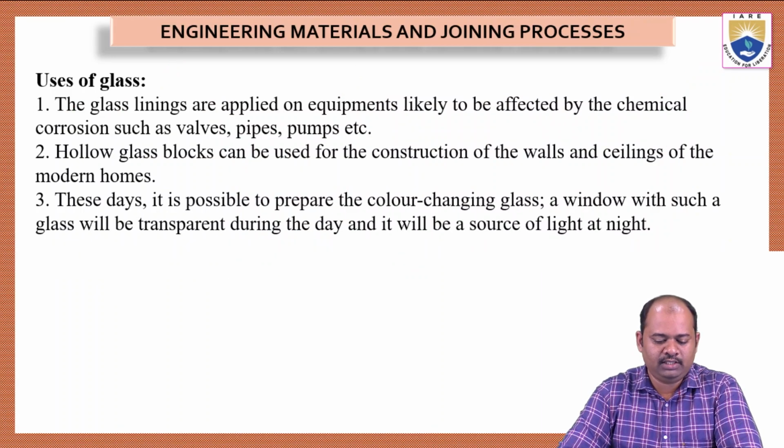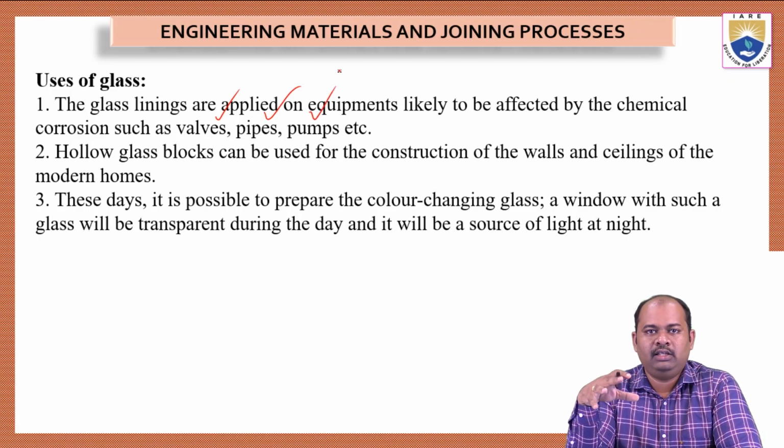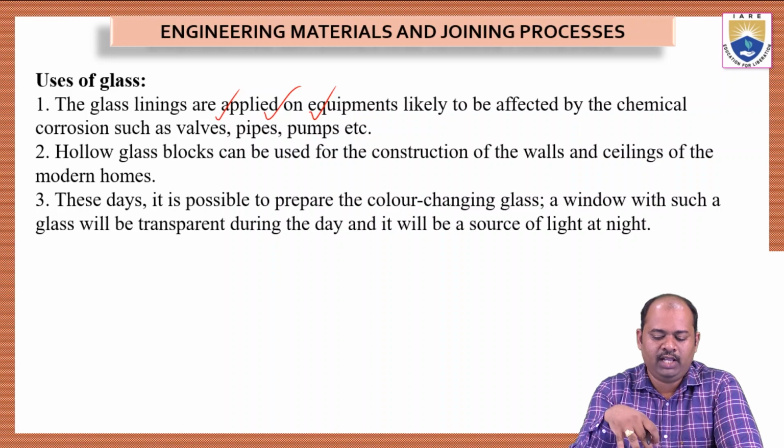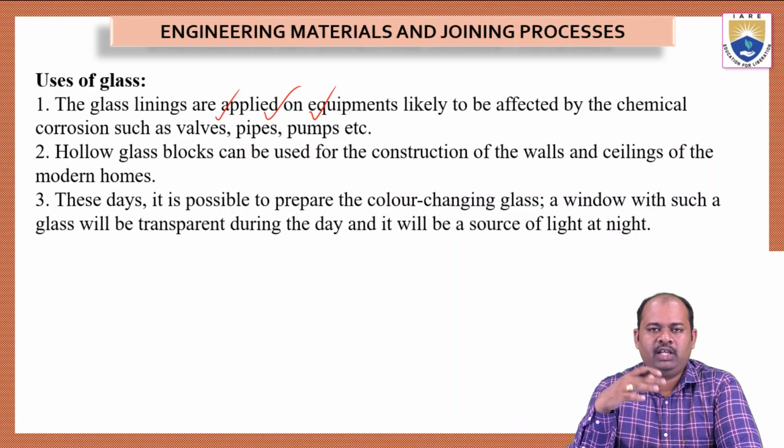Some more uses of glasses are there. Glass linings are applied on equipment likely to be affected by chemical corrosion, such as valves, pipes and pumps. So we have to form a glass coating on these valves, pipings and pumps so that they will not corrode easily. Not the oxidation by atmospheric oxygen. Sometimes when the environment is completely filled with chemicals or gases, the iron metals, valves or pumps may get easily corroded. To avoid this, we can make a glass coating on them.